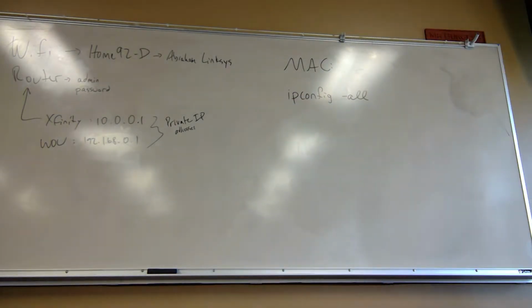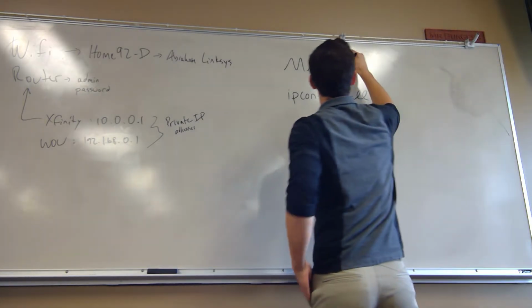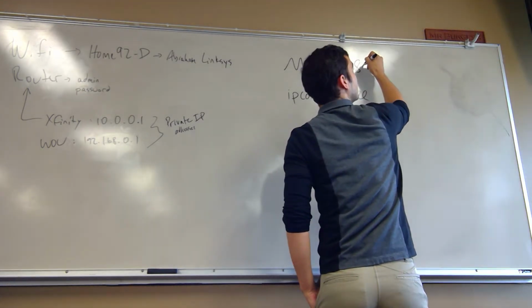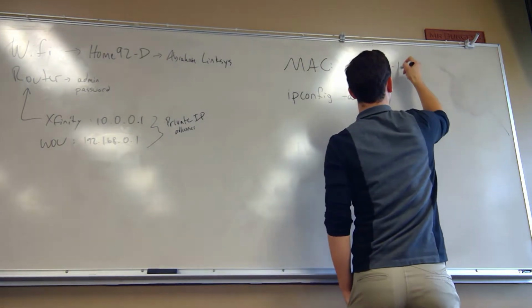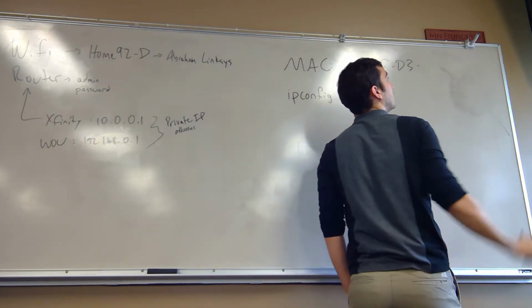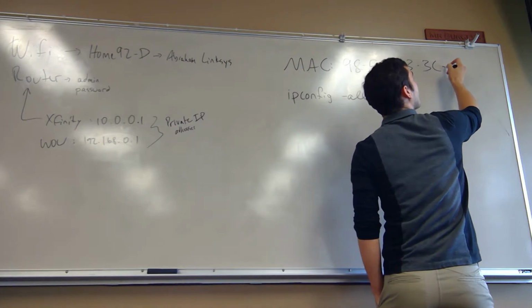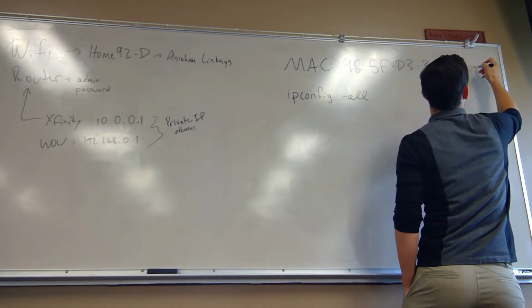But the third one down, you should see, says physical address. That is your MAC address. So for my computer, it is 98-5F-D3-3C-48-23.